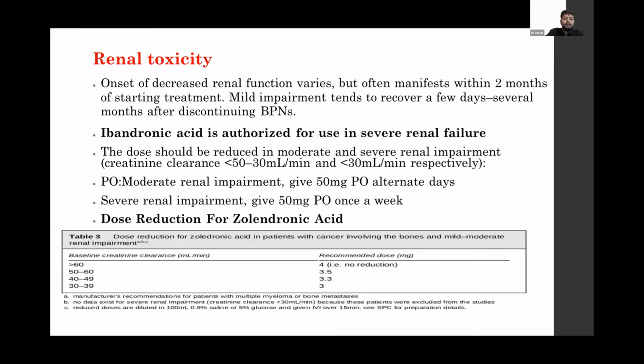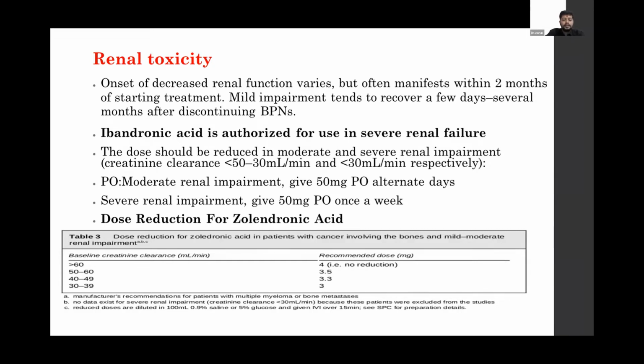Renal toxicity: onset of decreased renal function varies but often manifests within 2 months of starting the treatment. Mild impairment tends to recover a few days to several months after discontinuing the bisphosphonate. Ibandronic acid is authorized for use in severe renal failure, and the dose should be reduced in moderate to severe renal impairment, like creatinine clearance less than 50 to 30 ml per minute. The oral dose can be 50 milligrams on alternate days, and if the creatinine clearance is less than 30 ml per minute, then ibandronic acid can be used as 50 milligrams orally once a week.